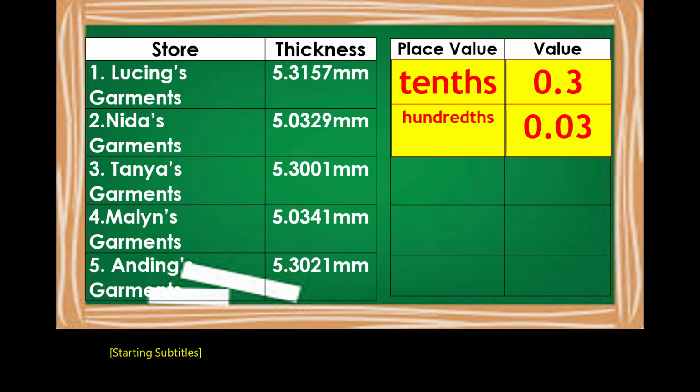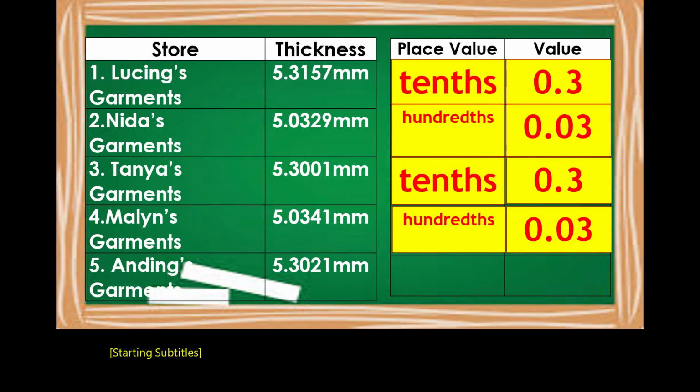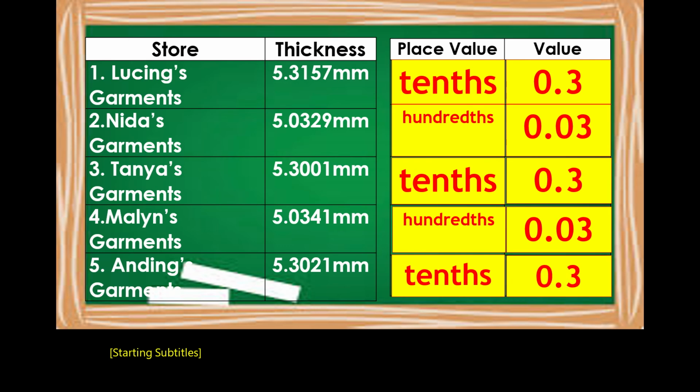For number 3, from Tanya's garments, we have 5 and 3,001 10,000 millimeters. The place value of 3 is tenths and the value is 3 tenths. Number 4, from Mylen's garments, 5 and 341 10,000 millimeters. The place value is hundredths and the value is 3 hundredths. For number 5, from Anding's garments, we have 5 and 3,021 10,000 millimeters. The place value of 3 is tenths and its value is 3 tenths.